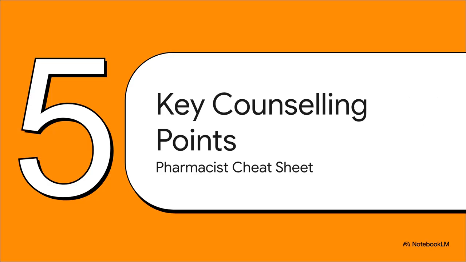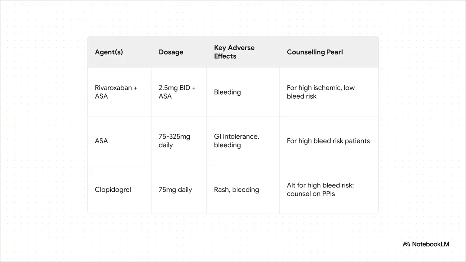All right, let's bring this all home and put it together in a practical cheat sheet for your most important counseling points. We're going to focus on one of the trickiest areas, antithrombotic therapy. Think of this table as your go-to reference, and it's all based on evidence from that landmark COMPASS trial. For your highest risk patients, think people with diabetes or widespread disease, that low-dose rivaroxaban plus ASA is now the standard of care as long as their bleeding risk is low.